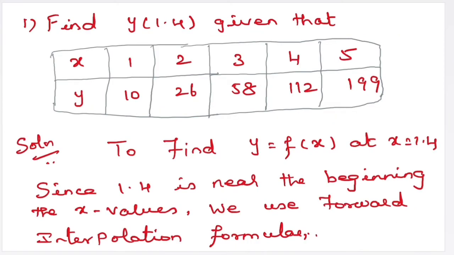So now we will pass on to the questions. First question, find y of 1.4 given that x values are given 1, 2, 3, 4, 5, and some 5 y values are given in the table. Here you have to find f of x at x is equal to 1.4. So 1.4 comes at the beginning of your x values in the table. That is, 1.4 lies between this 1 and 2. So since it is the beginning of the table, we use forward interpolation formula.